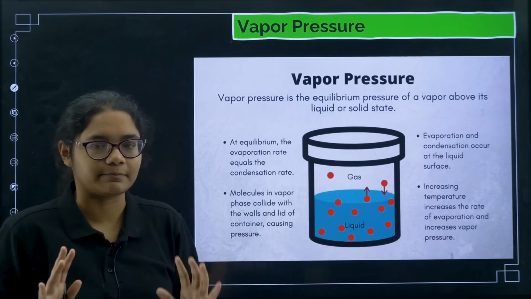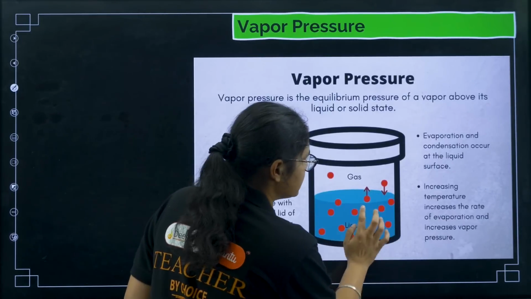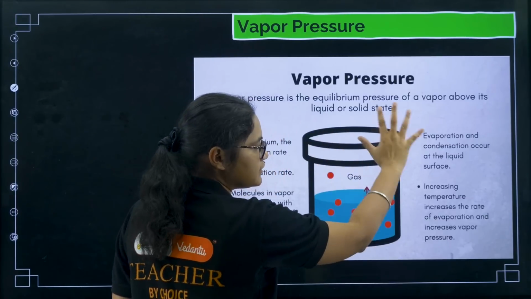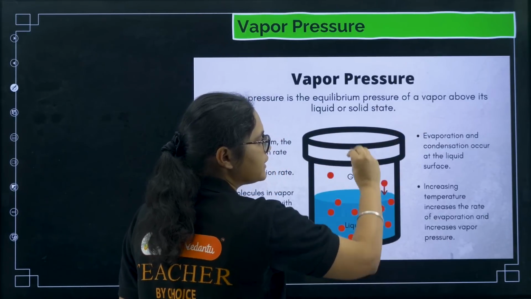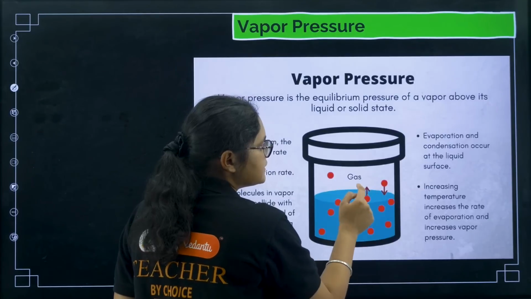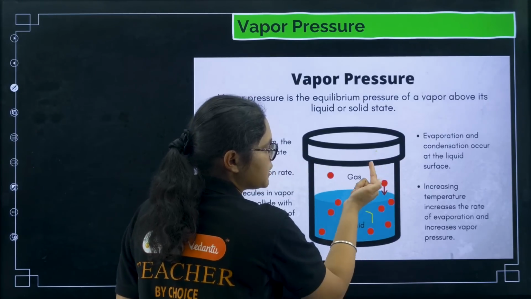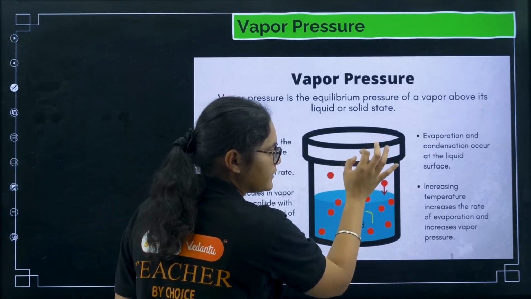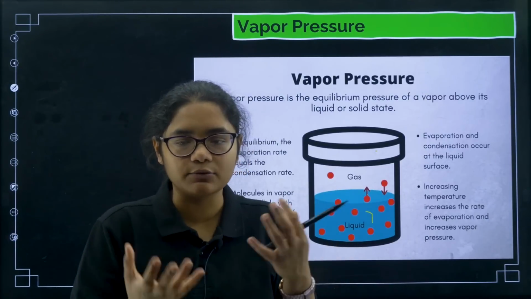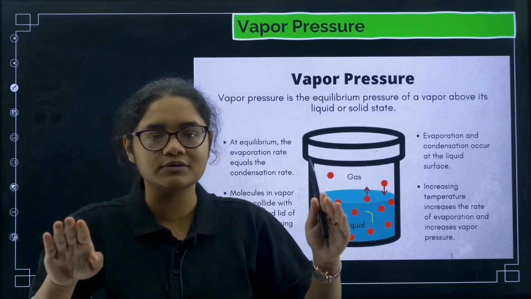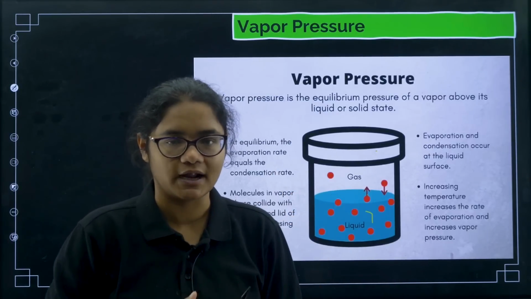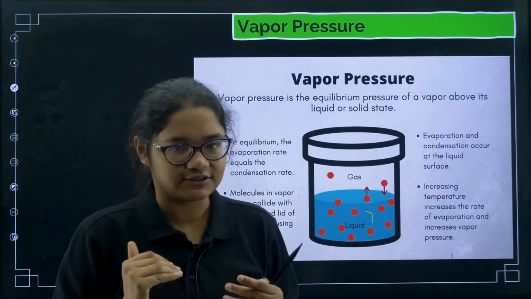Two processes are happening. These liquid particles are going to the vapor phase. If this container had been open, the gaseous particles would move out. But since the container is closed, the gaseous particles will hit the container and start condensing. You might have observed this when you put some hot water in a closed container: if you open the lid, you can find small droplets of water. That is because of condensation.